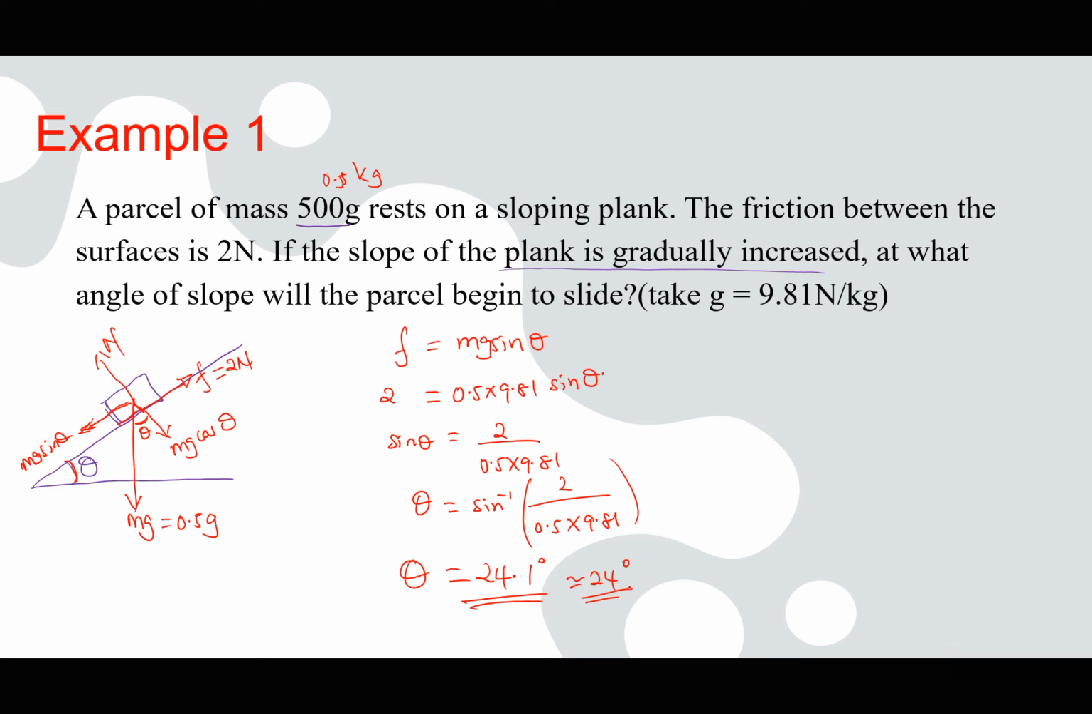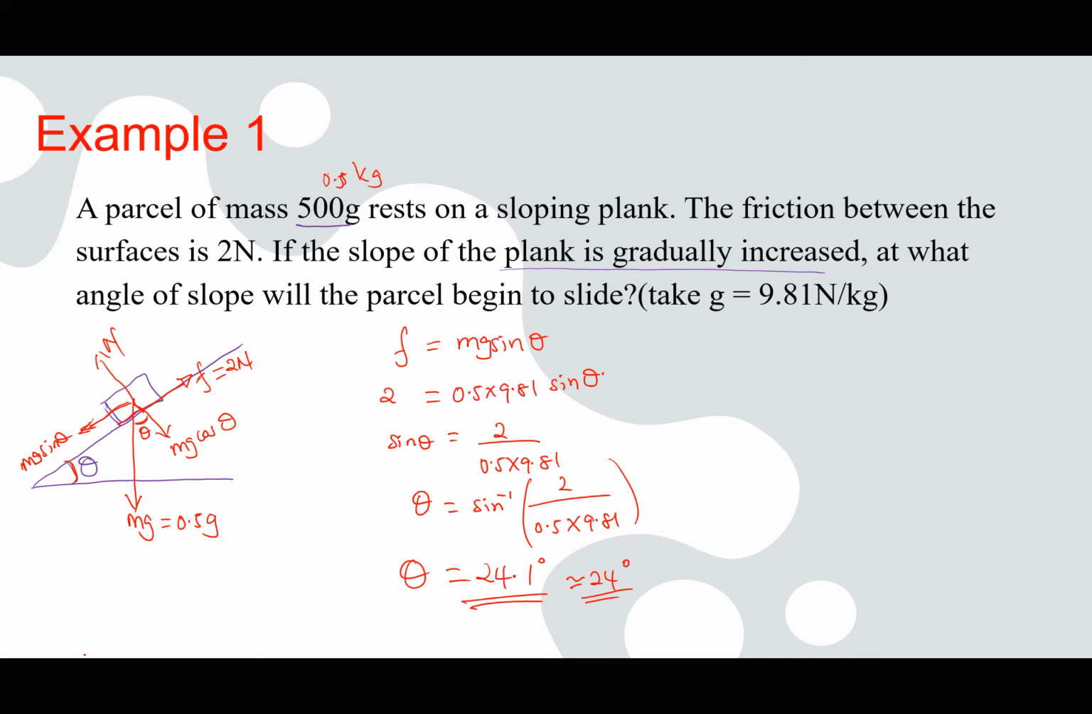So if the angle increases beyond this, then the parcel is just going to slide. So the question is, if the slope of the plank is gradually increased, at what angle of slope will the parcel begin to slide? Because I've already rounded off to 24 degrees, if the angle goes beyond this, it will start sliding. So that is how we use the concepts of equilibrium along the plane that I've just talked about above. Okay, and I think that is clear.